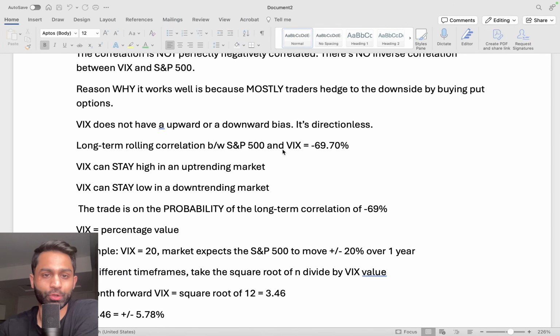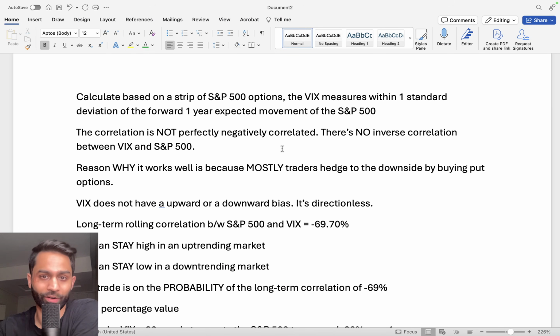So if you come over to this right here, it is a Word doc, which we are going to go over together. So the volatility is essentially calculated based on a strip of S&P 500 options. The VIX measures within one standard deviation of the forward 1 year expected move in the S&P 500. And one of the things that I really want to mention and be very clear on is that volatility is not perfectly negatively correlated, meaning that there is no perfect inverse correlation between volatility and the S&P 500. So just because the VIX is going high doesn't mean the S&P 500 is going to go down, and vice versa. Just because the VIX is coming down does not mean the S&P 500 is going to go up.